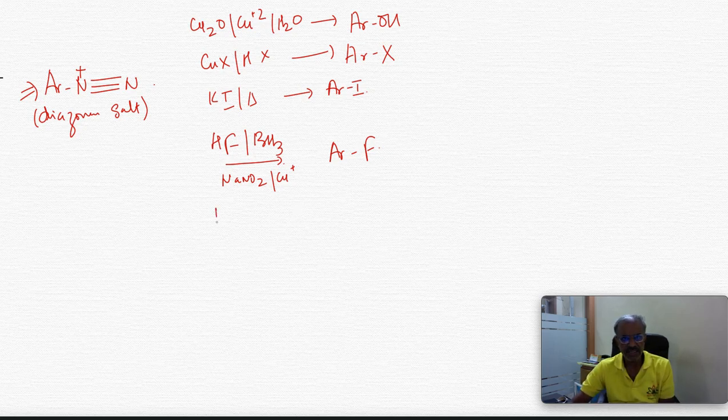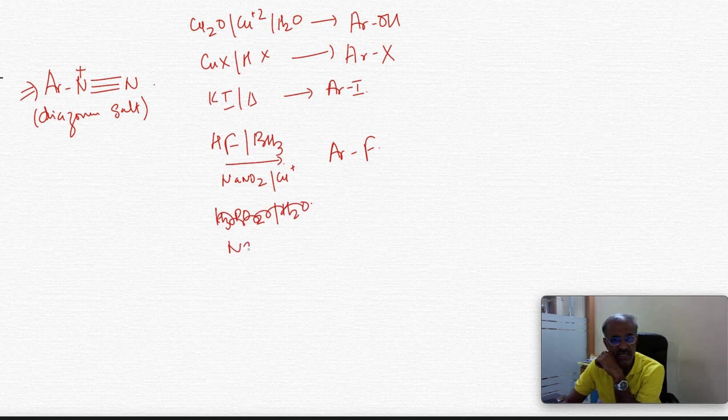Now suppose H3PO2 in water. Then it will give, sorry, not this, just sodium azide NaN3 in water. It will give me aromatic azide, Ar-N3 plus N2.